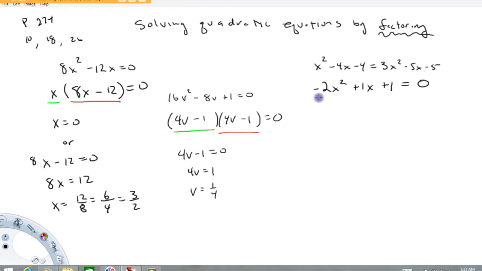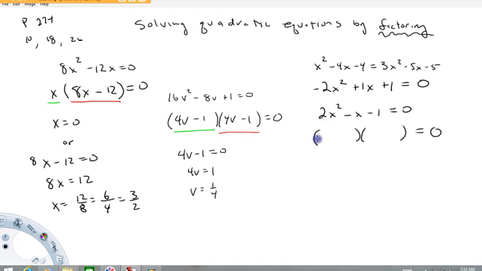Now, I don't personally like to factor when I have a minus sign here. I just find it easier to factor with a plus. This can be changed to a plus easily enough just by multiplying both sides by negative 1. This is now going to read 2x squared minus x minus 1 equals 0. Now we'll start factoring.